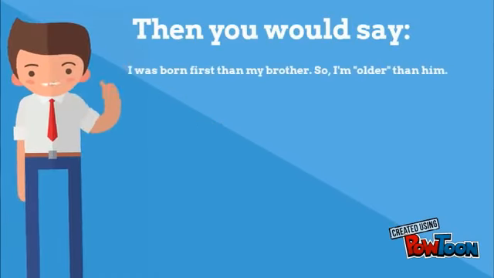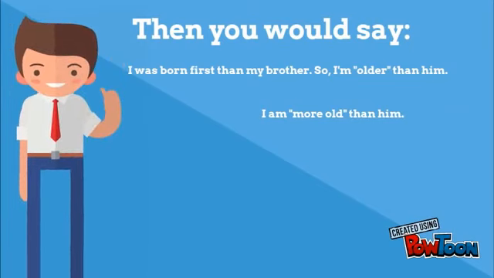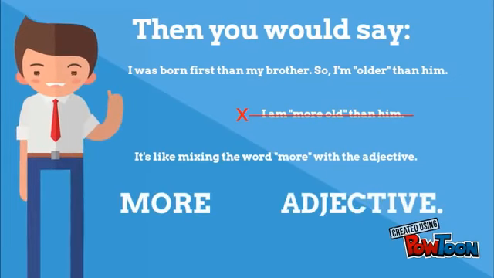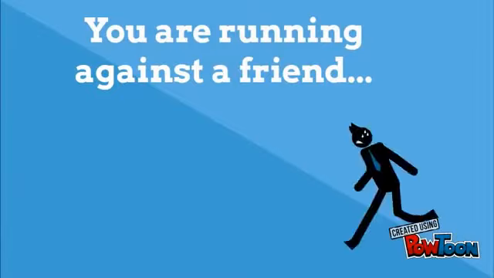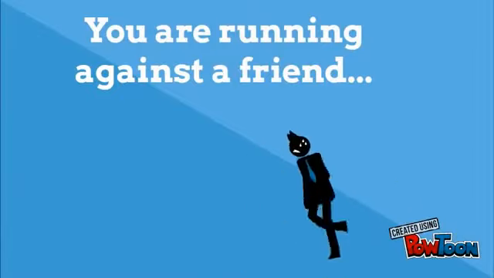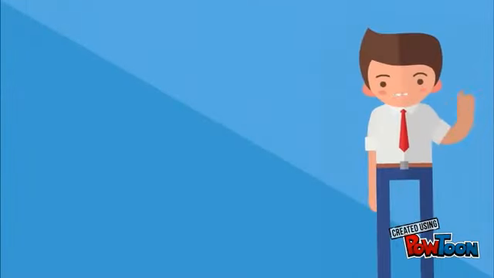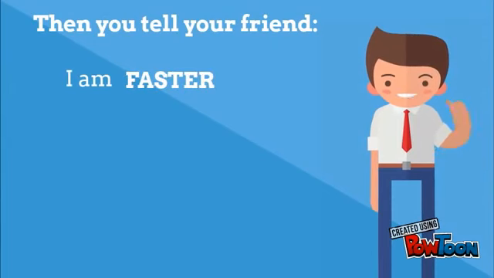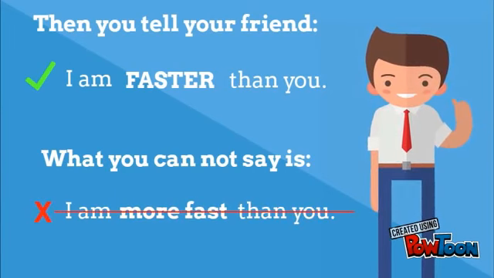Then, you would say something like, I was born first than my brother, so I am older than him. What you cannot say is, I am more old than him. This is not correct. It's like mixing the word more with the adjective. Let's make an example. Guess you're running against a friend, only the two of you. And then, you win. So, what would you say to your friend? Then, you told your friend, I am faster than you, which is correct. What you cannot say is, I am more fast than you. This is not right. Well, moving on.